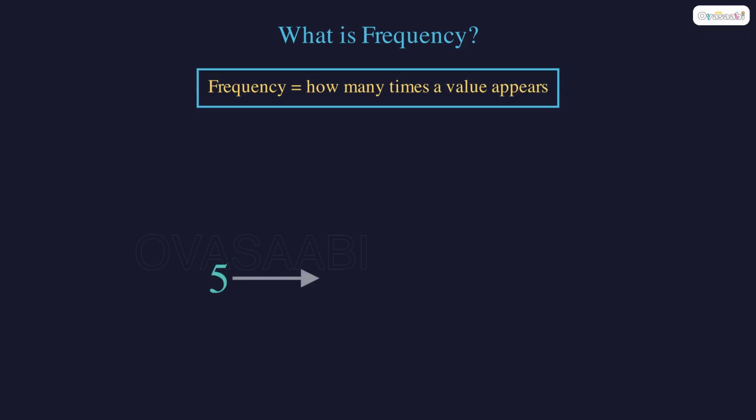Frequency means how many times something happens. A frequency table organizes data by counting how often each value appears. It turns chaos into clear information.